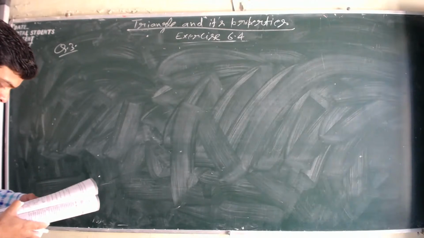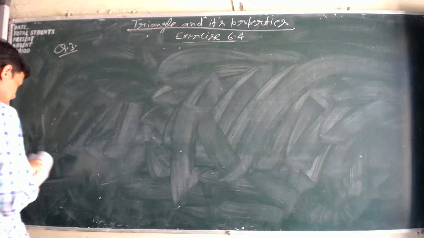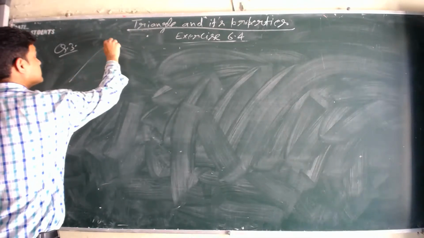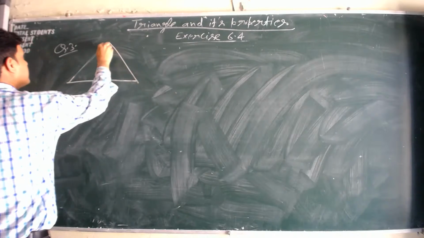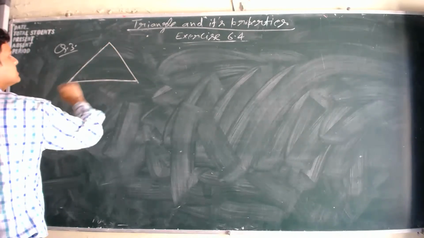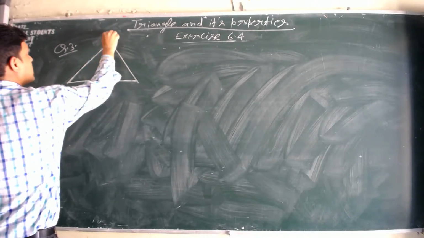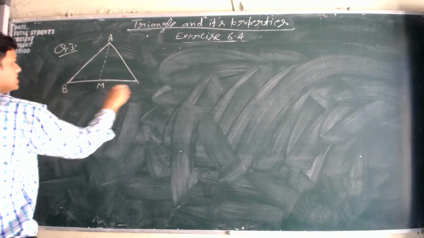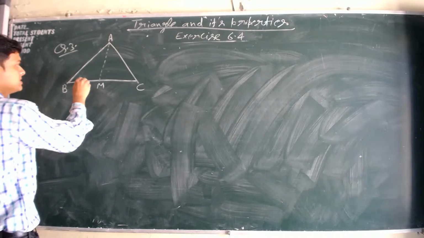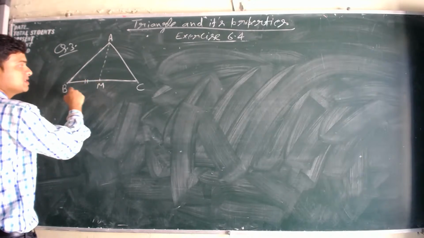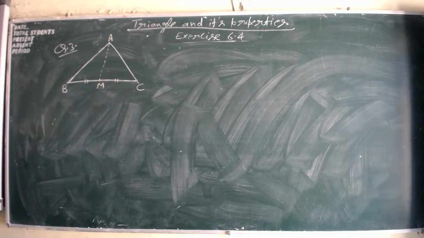Question number 3: AM is the median of triangle ABC. ये M हो गया. Median है, it means it is the midpoint of this side. It means these two are equal with each other.